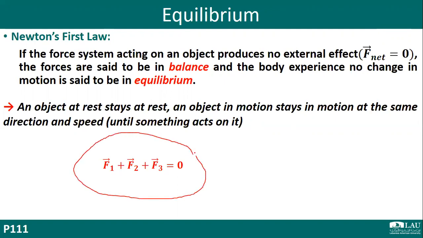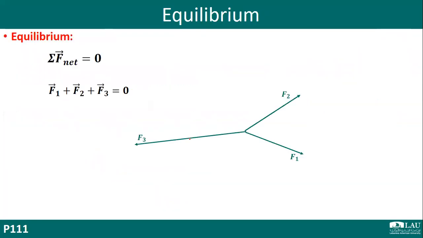So based on this definition, we are going to be able to realize this experiment and to find the third force. The first two forces will be given, and our target is to find F3, the balanced force, by using three different methods. Now let's think about our system. Let's consider that we have these three forces, F1, F2, and F3.